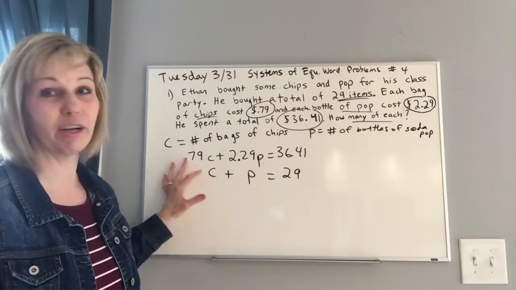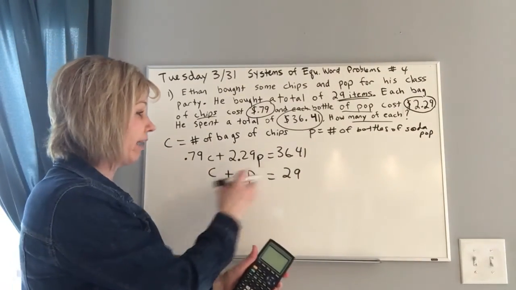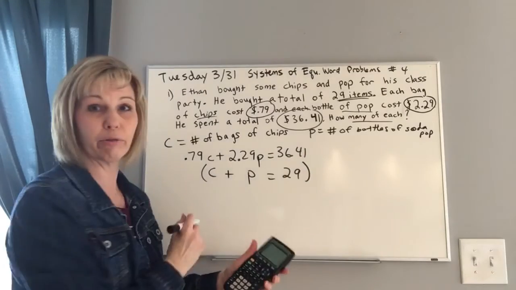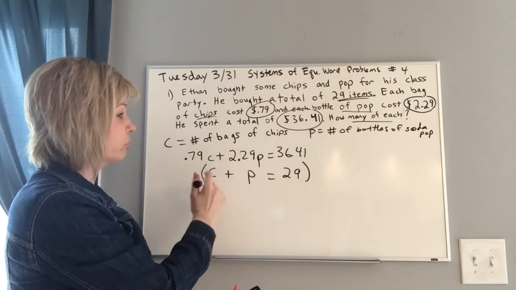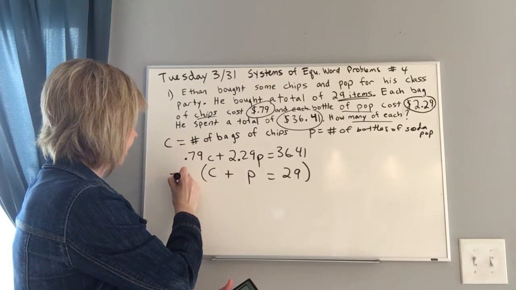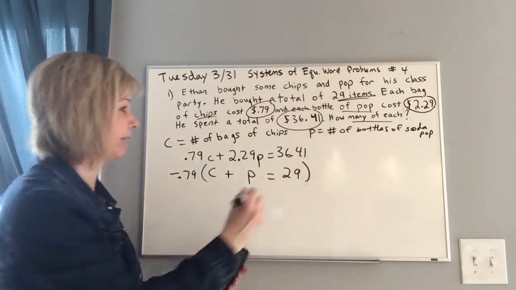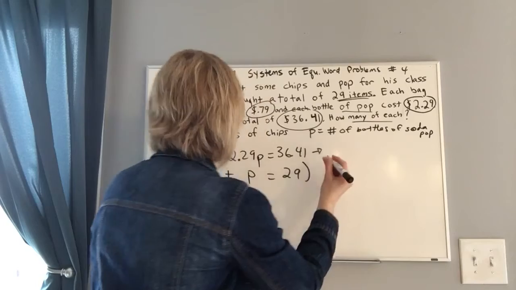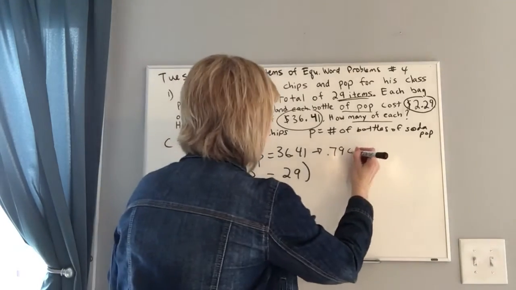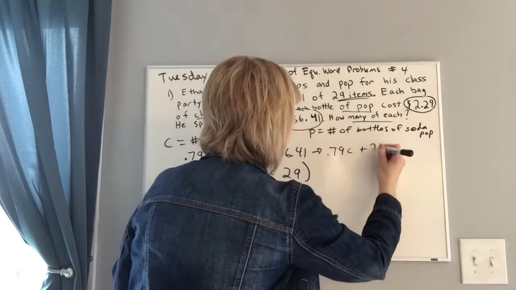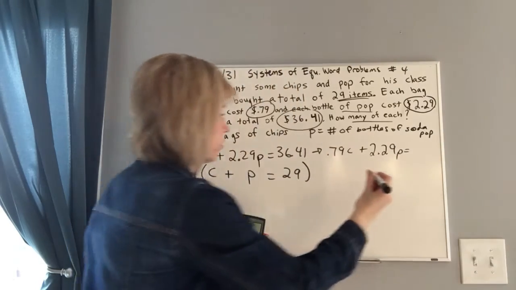So let's see, we got our equations. This is where I'd get my calculator, and I'm gonna walk you through what I will do. I like to get rid of the smaller. So 79 cents is smaller than 2.29. I'm going to multiply every single one by negative 0.79. So my top equation I'm not altering. So I have 0.79C plus 2.29P equals, the total was 36.41.